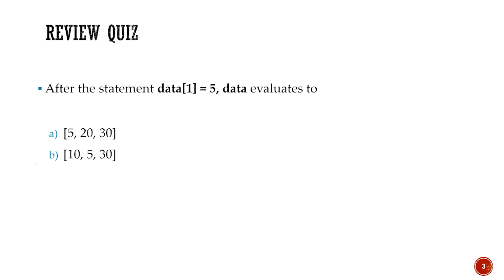For the same variable, data, after the statement data[1] = 5, data evaluates to which option? So we also learned that we can update values in a list if we identify their position. So here the position is 1. So it means that it's related to the second item in the list. Now we replace the second item with 5. So the right answer is 10, 5, 30, option B.